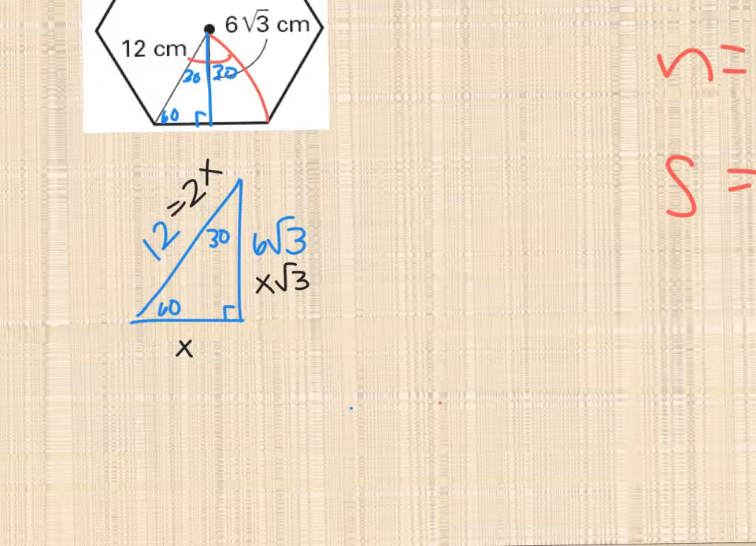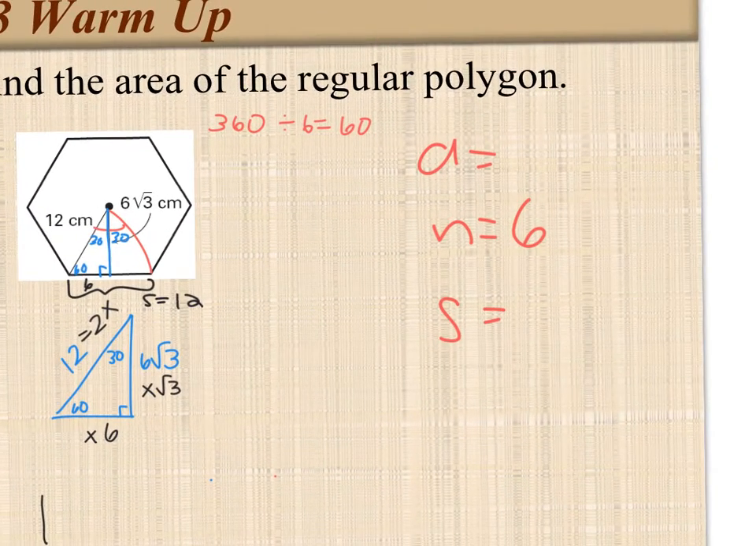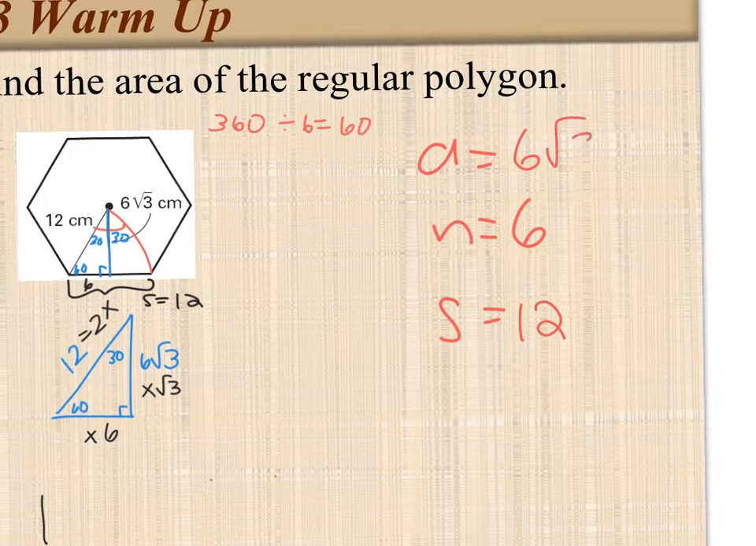So either way, whether you use the side opposite the 60 or the side opposite the 90, I get x is what? 6. So this little piece is 6, which is half of this whole side, making the S what? And then the apothem they gave you was 6 root 3.